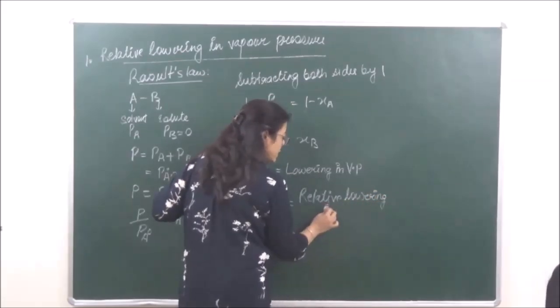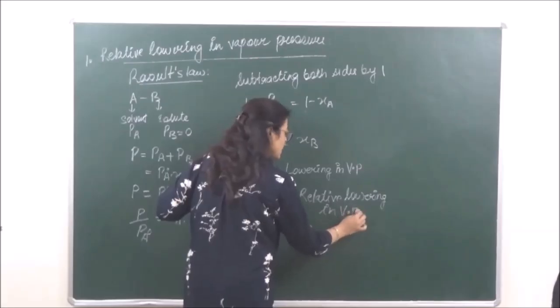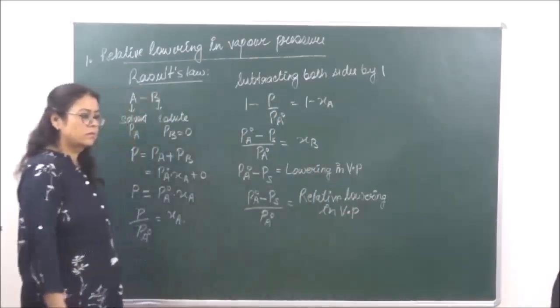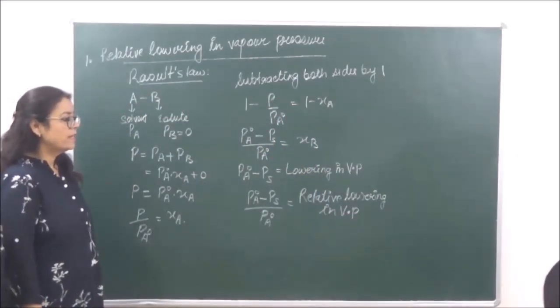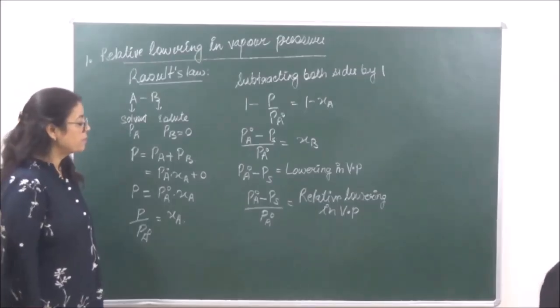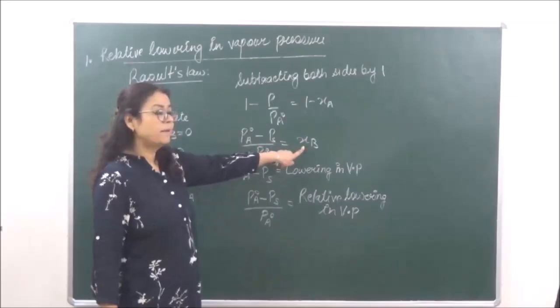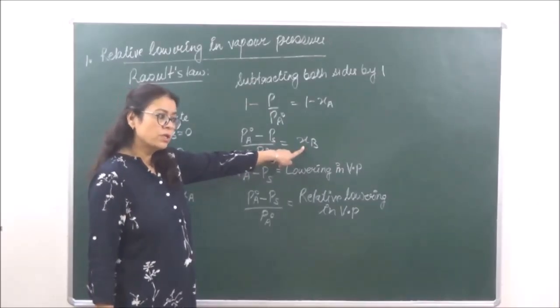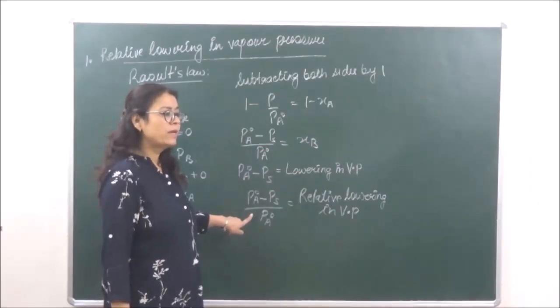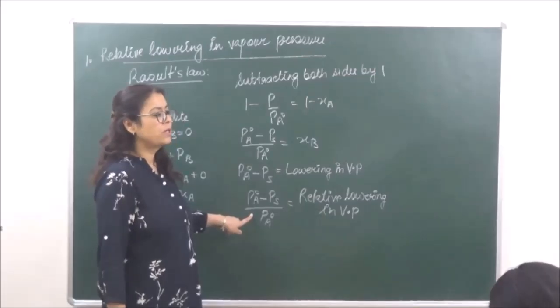relative lowering in vapor pressure. Okay, this is known as relative lowering in vapor pressure. Now you can see over here that this entire term is only depending upon the mole fraction of the solute. Therefore, relative lowering in vapor pressure is going to be a colligative property.